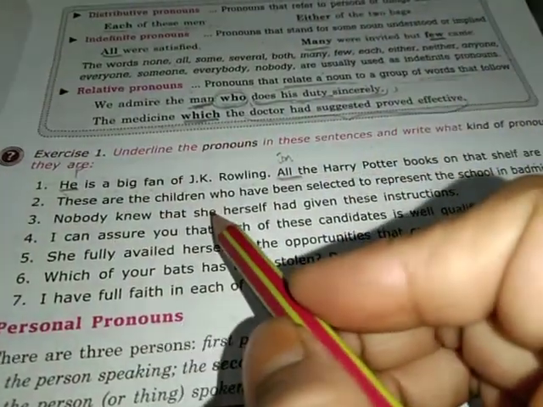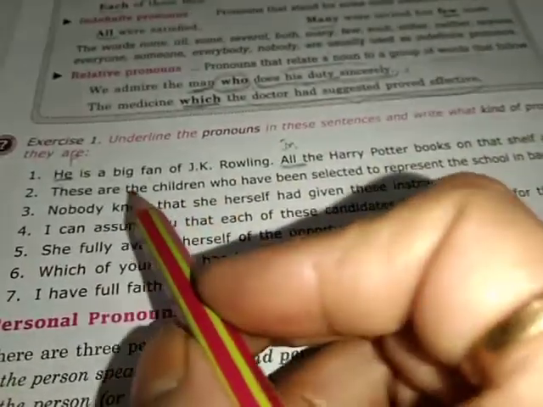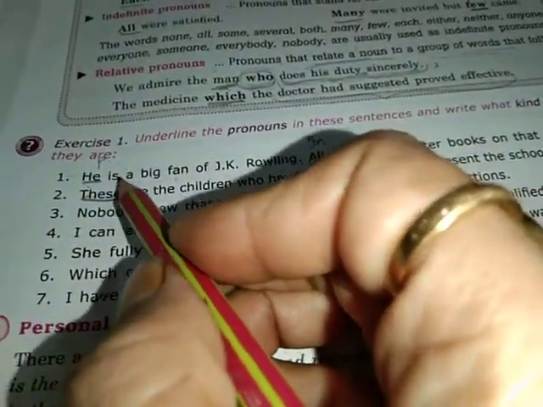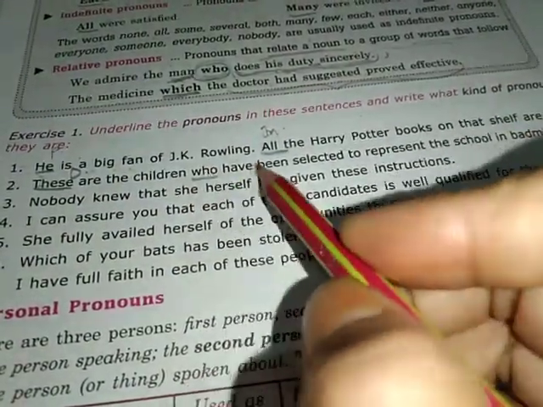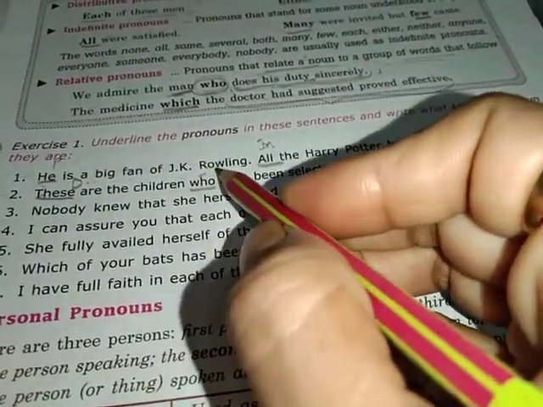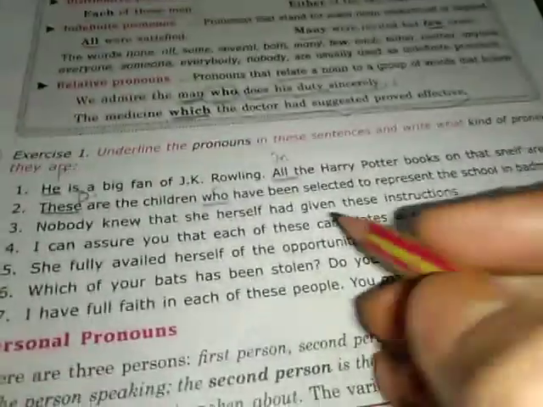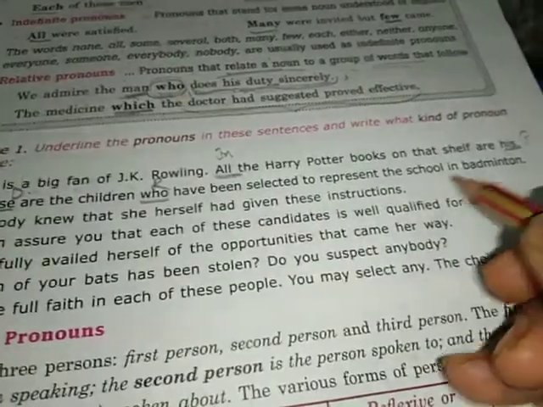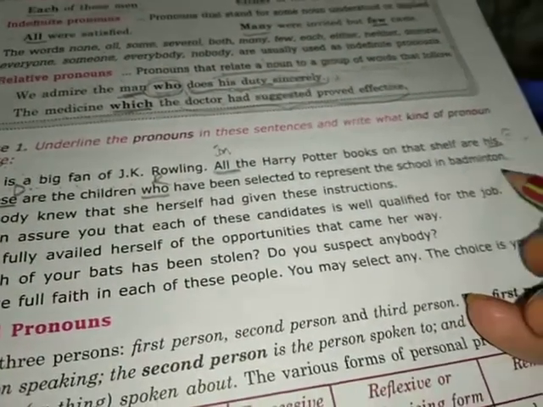These are the children who have been selected to represent the school in badminton. These, you are pointing out to the children, so it's a demonstrative pronoun, are the children who have been selected to represent the school. Now who is what type of pronoun? Relative pronoun. Has been selected to represent the school in badminton. Right?